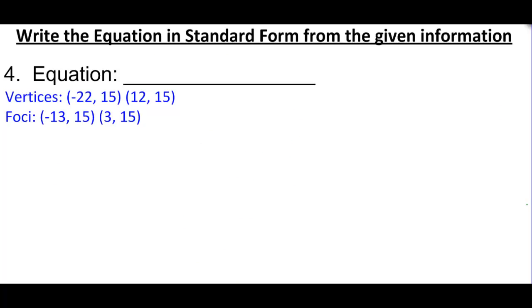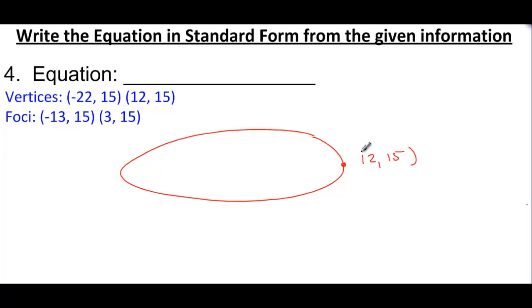So let me give you another problem. Again, it's not drawn out, and if you notice the numbers are a lot bigger, but I give you the vertices are at (negative 2, 15) and (12, 15). Again, the y stays the same, and the x is changed. That means it's going to be wider left and right. I know (12, 15) is to the right. (Negative 2, 15) is to the left.